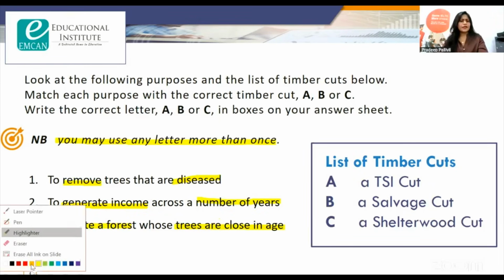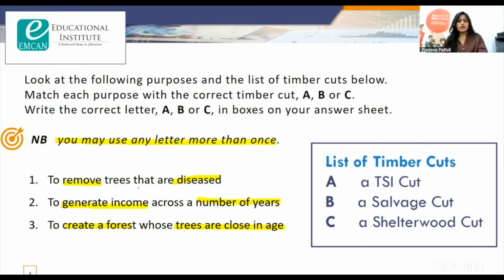So let me write the answer here so you can see that. To remove trees that are diseased, salvage cut, so the answer must be B. To generate income across a number of years, shelter wood cut. To create a forest whose trees are close in age, that also is in the shelter wood cut paragraph.